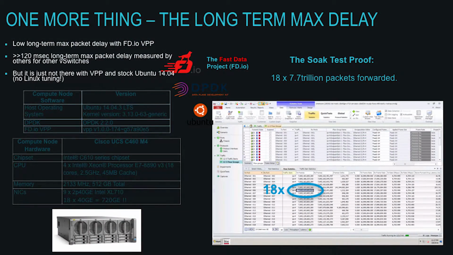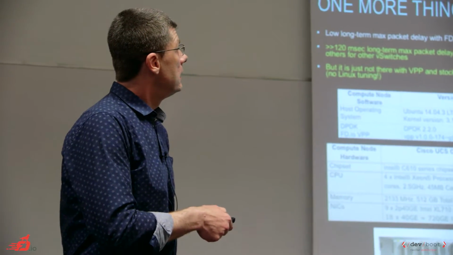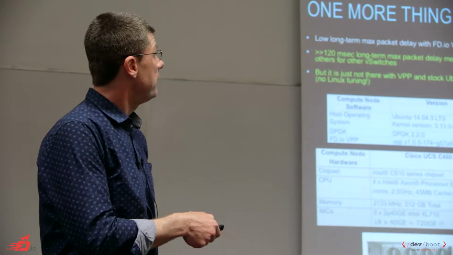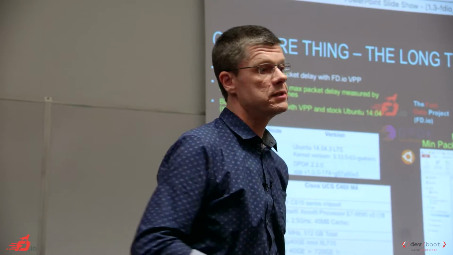One other thing about the other test I ran, where I forgot to switch off the tester, and it's been running for quite a few days. It forwarded 18 times 7.7 trillion packets, and then I looked at what the measurements were reported by Ixia. It was reporting a packet delay, and somebody was asking me about the soak test in terms of packet delay, latency, and what's the minimum and maximum. With the outliers, the worst packet was 3.5 milliseconds, but the average packet delay was at the level of 23 microseconds across the soak test, so not bad.